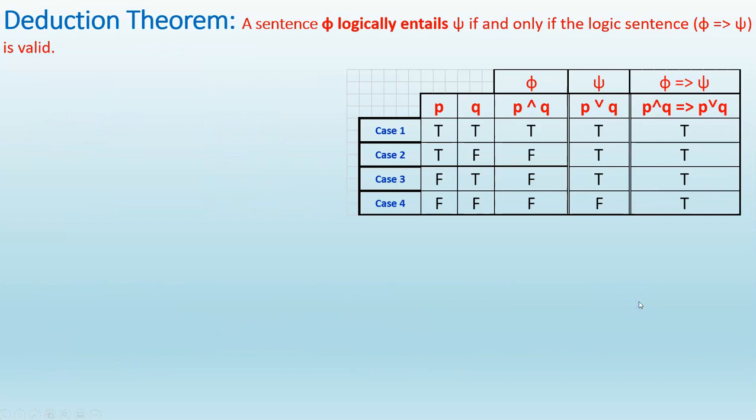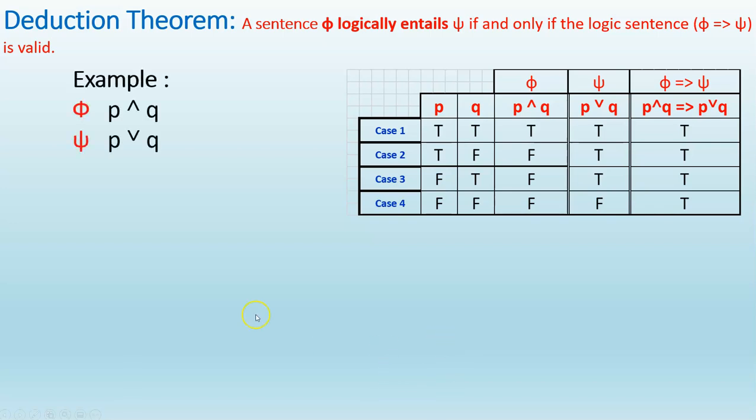Let's look at the deduction theorem. What does the deduction theorem say? Well, it says a sentence phi logically entails psi if and only if the logic sentence phi implies psi is valid. Okay, let's take a look at this.